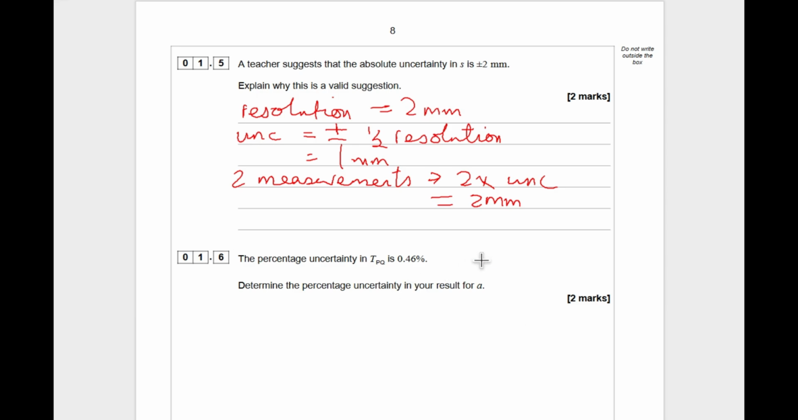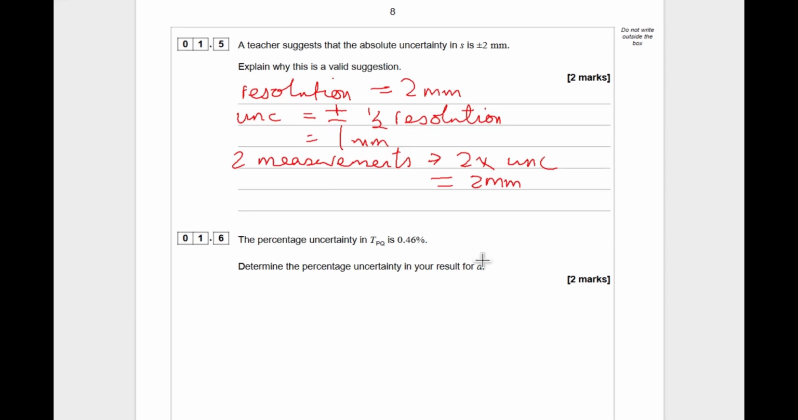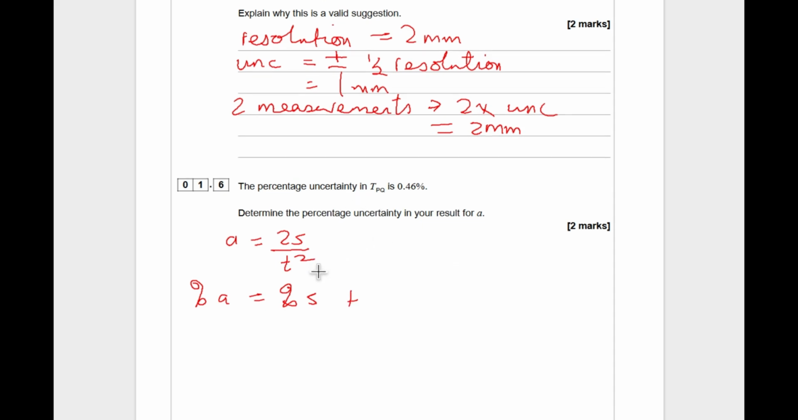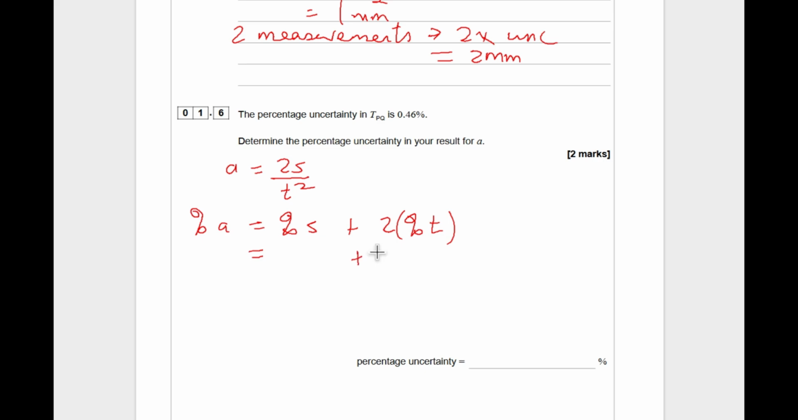So now the percentage uncertainty in T is 0.46, determine the percentage uncertainty in A. So A was 2S over T squared. So you've used S. So the percentage uncertainty in A is the percentage uncertainty in S plus T squared. So you use T twice. So it's 2 times the percentage uncertainty in T. Okay, so they're giving you that one. So that one is just 2 times 0.46. Okay, and this one you're going to have to work out.